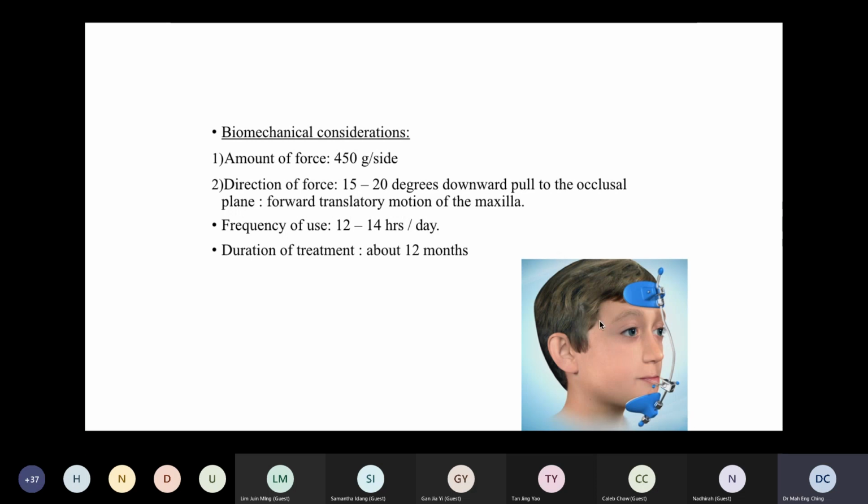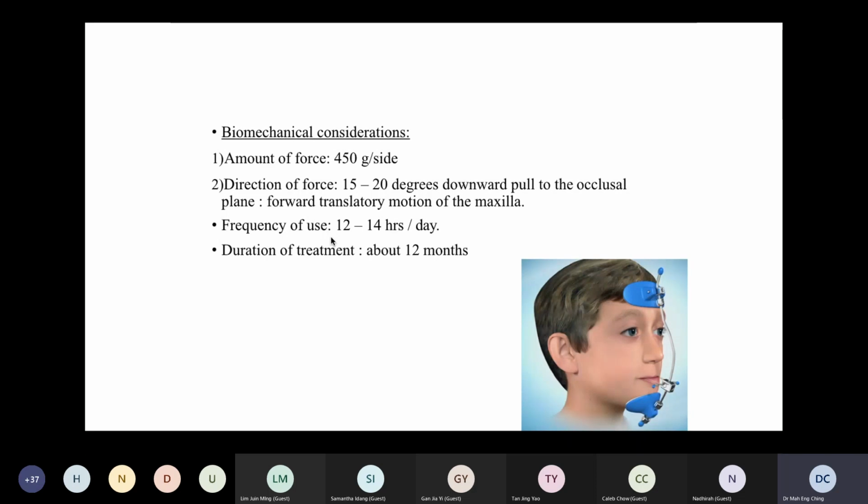So we know how the maxilla grows. The maxilla will grow in a downward and forward position, so we try to mimic the growth of the patient. We are trying to pull this maxilla in the downward and forward directions. The frequency of use, like I said, must be more than half a day, so 12 to 14 hours per day. After the kids come back from school, they have to wear this headgear or the reverse pull face mask.